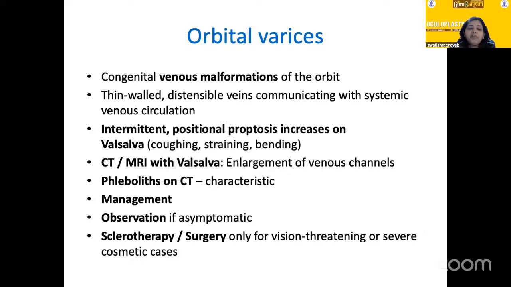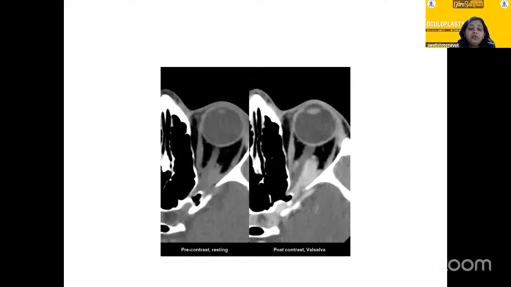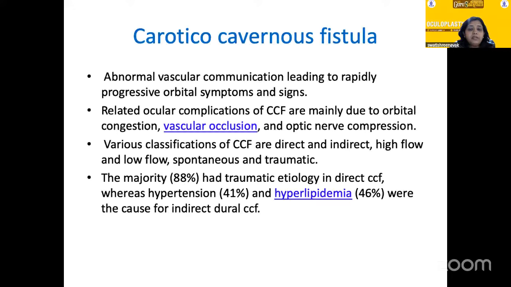So on MRI with Valsalva, there will be enlargement of these venous channels. So observation if it is asymptomatic, or sclerotherapy or surgery only for vision threatening cases. Now this shows the pre-contrast image at rest, and then after Valsalva, the image has been taken. Now the third category is the carotico-cavernous fistula, or the high flow ones.